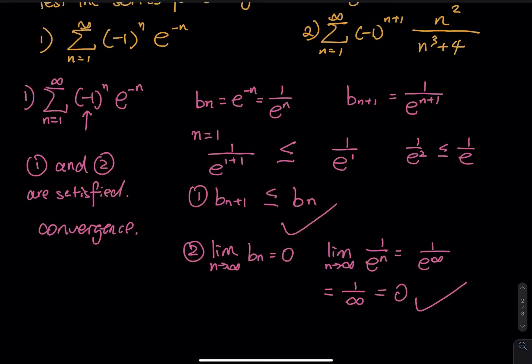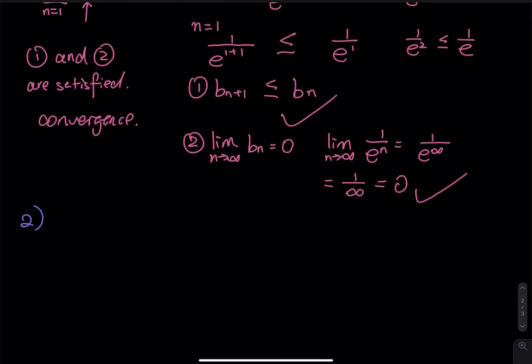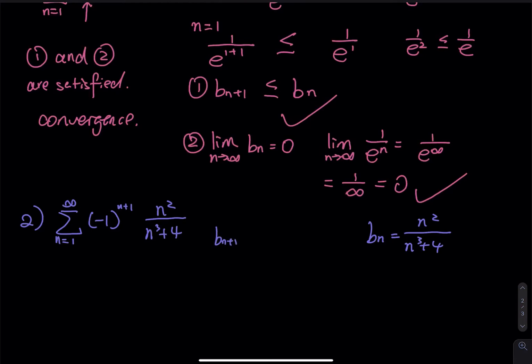Okay, so let's take a look at number 2. Switch color for number 2. So we have the summation, n goes from 1 to infinity. The first factor is the characteristic of alternating series. And then the bn is n squared divided by n to the third plus 4. So my bn is equal to n squared divided by n to the third plus 4. And then the bn plus 1: you change the n to n plus 1, squared, divided by n plus 1 to the third, and then plus 4.